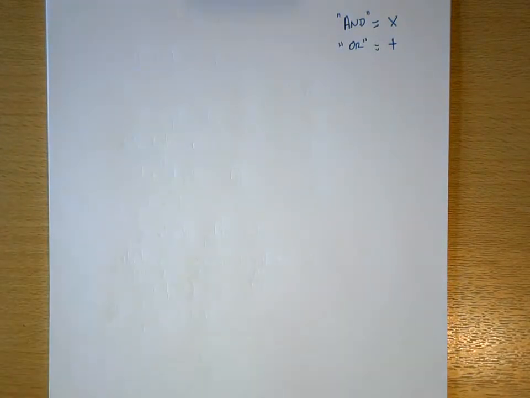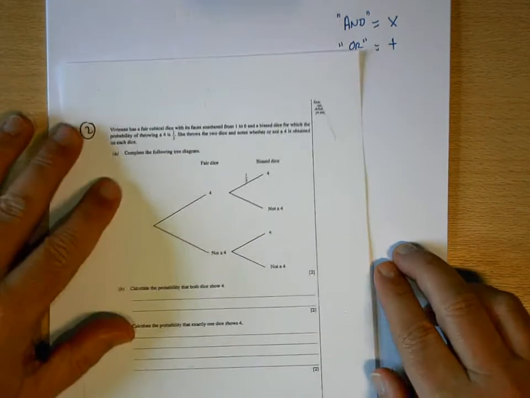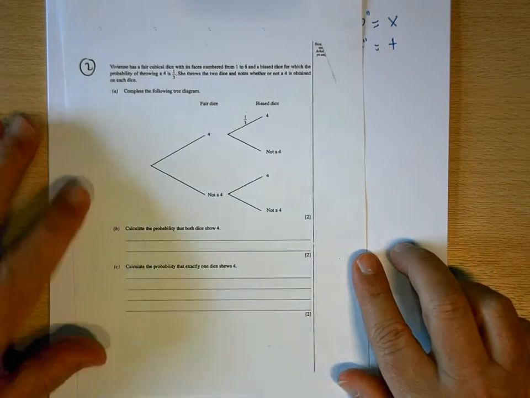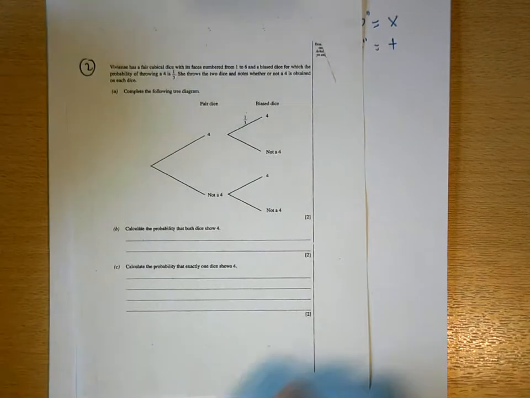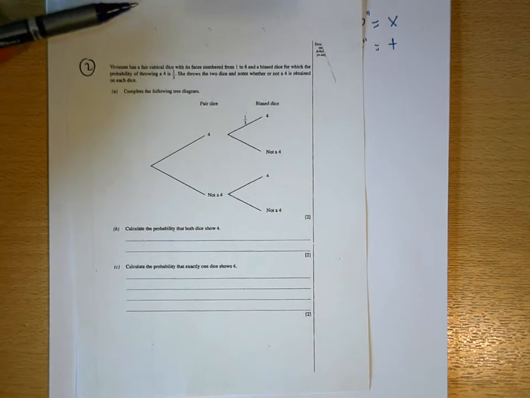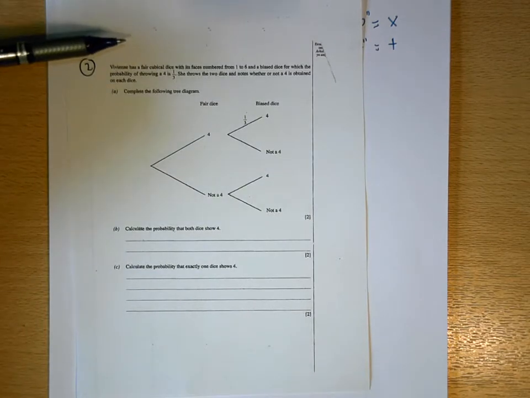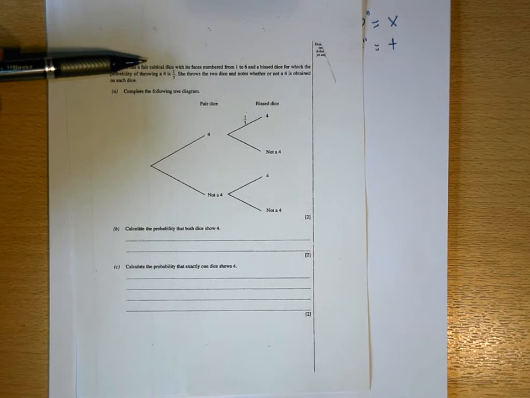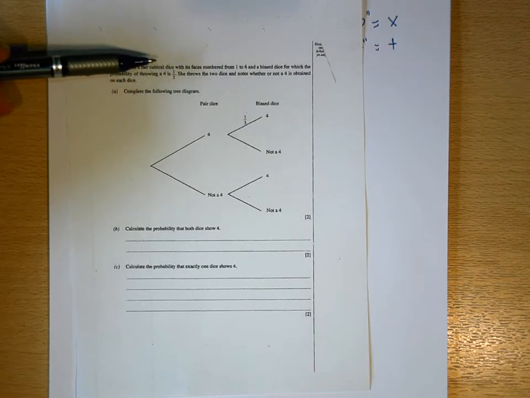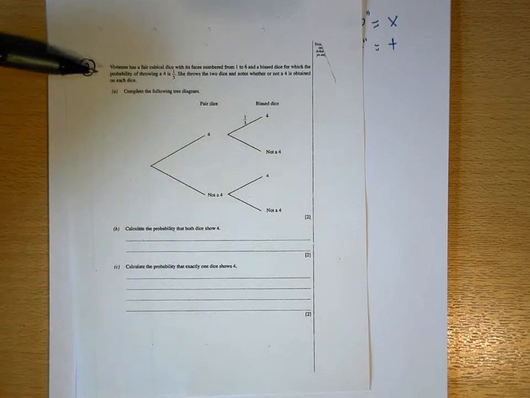Okay, let's take a look at the second question. And look at the context and fill it in. So Vivian has a fair cubical dice with its faces numbered from 1 to 6, and a biased dice for which the probability of throwing a 4 is 1 out of 3. She throws the 2 dice and notes whether or not a 4 is obtained on each dice.